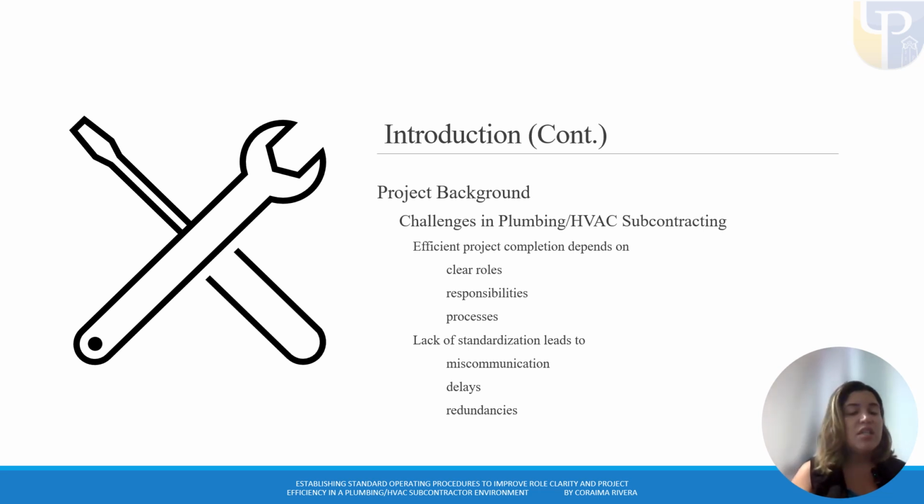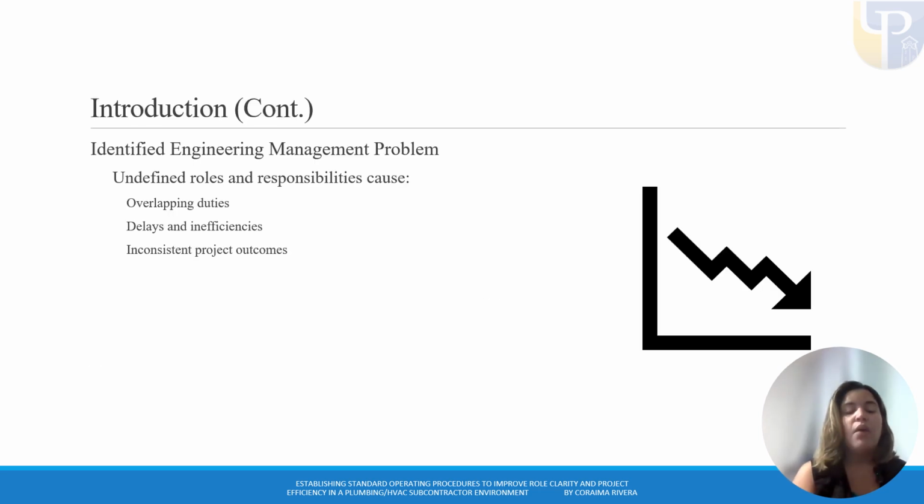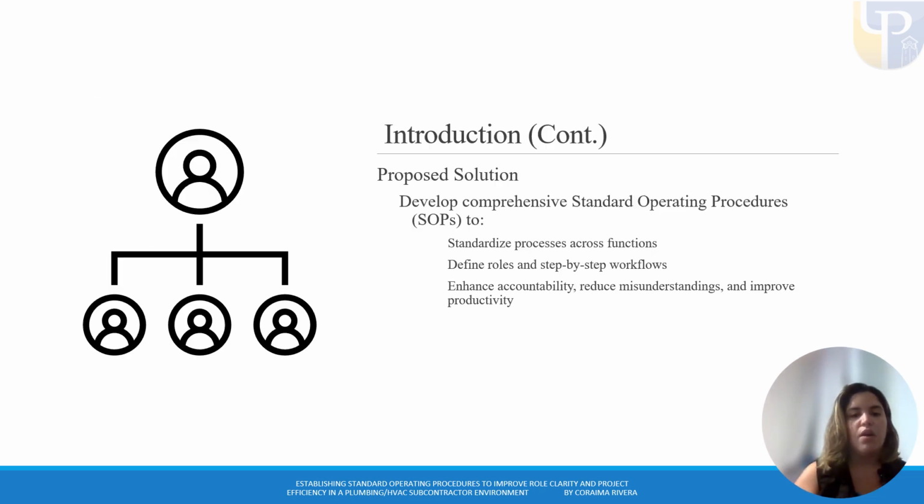So the challenges in a plumbing or HVAC subcontracting company could be a lot, but regarding these specific situations, efficient project completion depends on clear roles, responsibilities, and processes. The lack of standardization leads to miscommunications, delays, and redundancies within the team. Now, if we were to identify engineering management problems within the company, we definitely have to point to undefined roles and responsibilities. These cause overlapping duties, delays and inefficiencies, and inconsistent project outcomes.